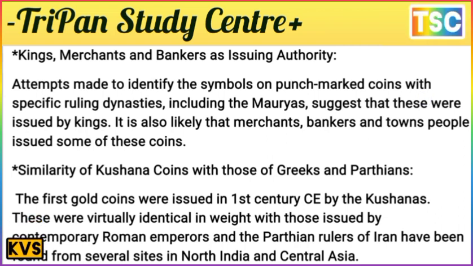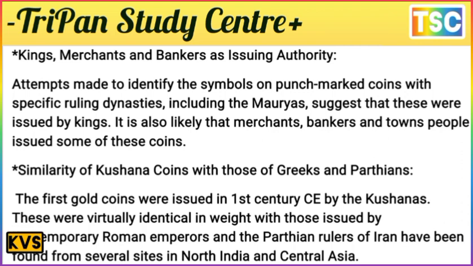The next point: kings, merchants, and bankers as issuing authorities. Attempts were made to identify the symbols on punch-marked coins with specific rulers and dynasties, including the Mauryas, suggesting that these were issued by the king. It is also likely that merchants, bankers, and townspeople issued some of these coins.